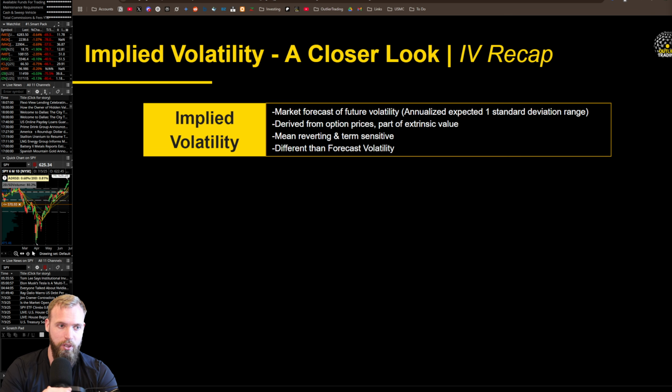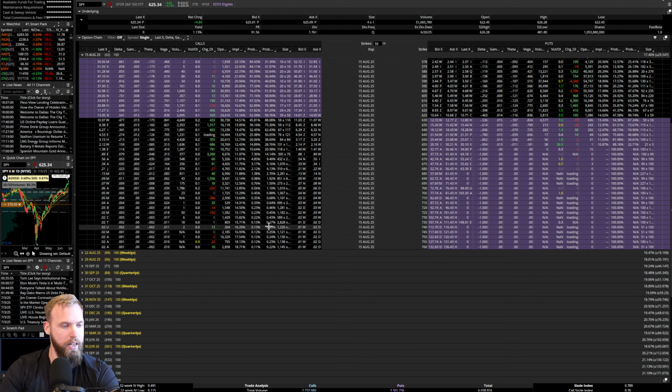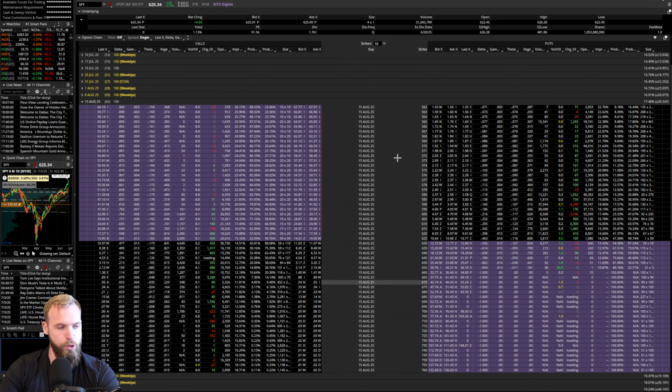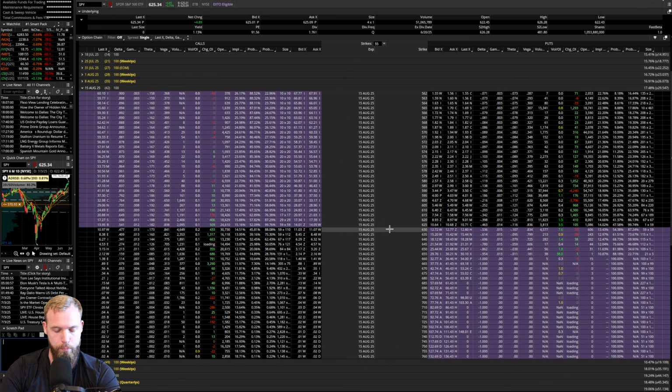Quick recap. What is implied volatility? It is simply the future expectation of volatility. We report it or quote it as annualized expected 1 standard deviation range. So you can calculate this for different standard deviations, which we'll talk about. Now, a key component of implied volatility specifically is that this is derived from the price of an option. So if we go to an options chain, here we have SPY pulled up, and I look at this specific expiration, the 15 AUG, just picking something.